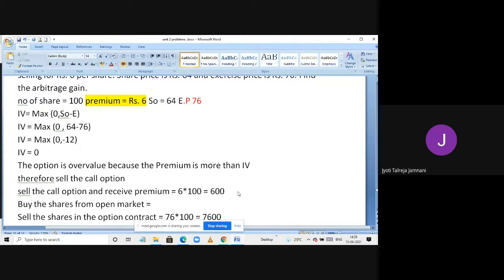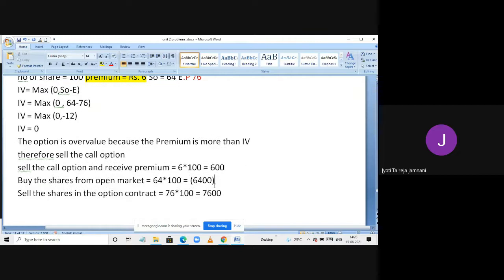So how much will she buy? The market price is 64. So 64 into 100. She will buy it for 6,400. When you buy, you pay money. So she bought it for 6,400 and then she sold it in the option contract to Pakshal for 7,600. So she has sold the shares for 7,600. She has sold the option for 600.